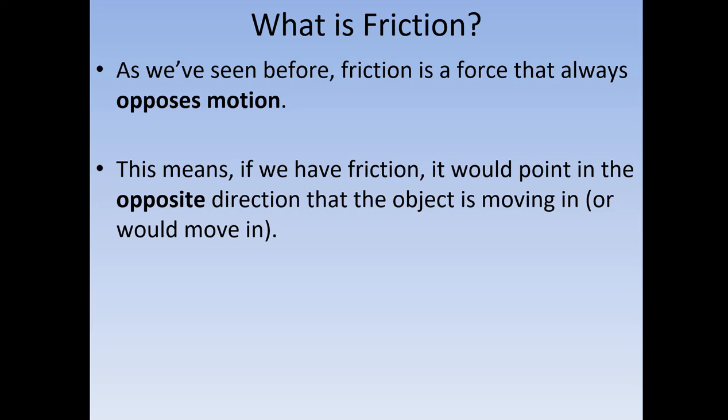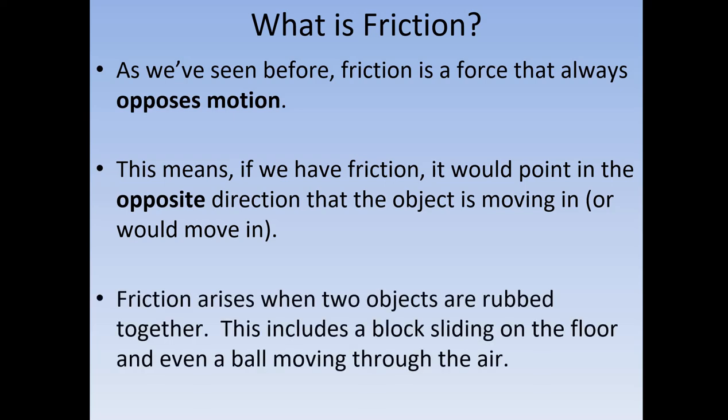So even though we say that friction always opposes motion, that doesn't necessarily mean that the object has to be moving for friction to exist. Friction does also exist on objects that are at rest as a way of keeping it from moving in whatever direction it's going. So kind of keep that in mind as well.